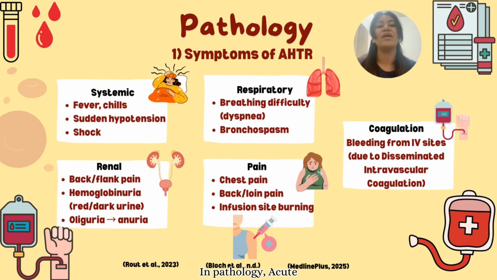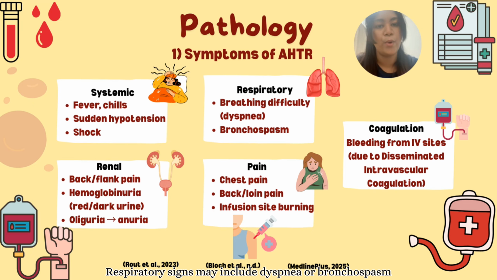In pathology, acute hemolytic transfusion reactions begin with early systemic symptoms such as fever, sudden hypotension, and possible shock. Respiratory signs may include dyspnea or bronchospasm. Renal involvement is marked by back or flank pain, hemoglobinuria, and in severe cases, oliguria progressing to anuria. Patients may also report chest or loin pain or burning at the infusion site. And finally, coagulation issues, which include bleeding from IV sites.